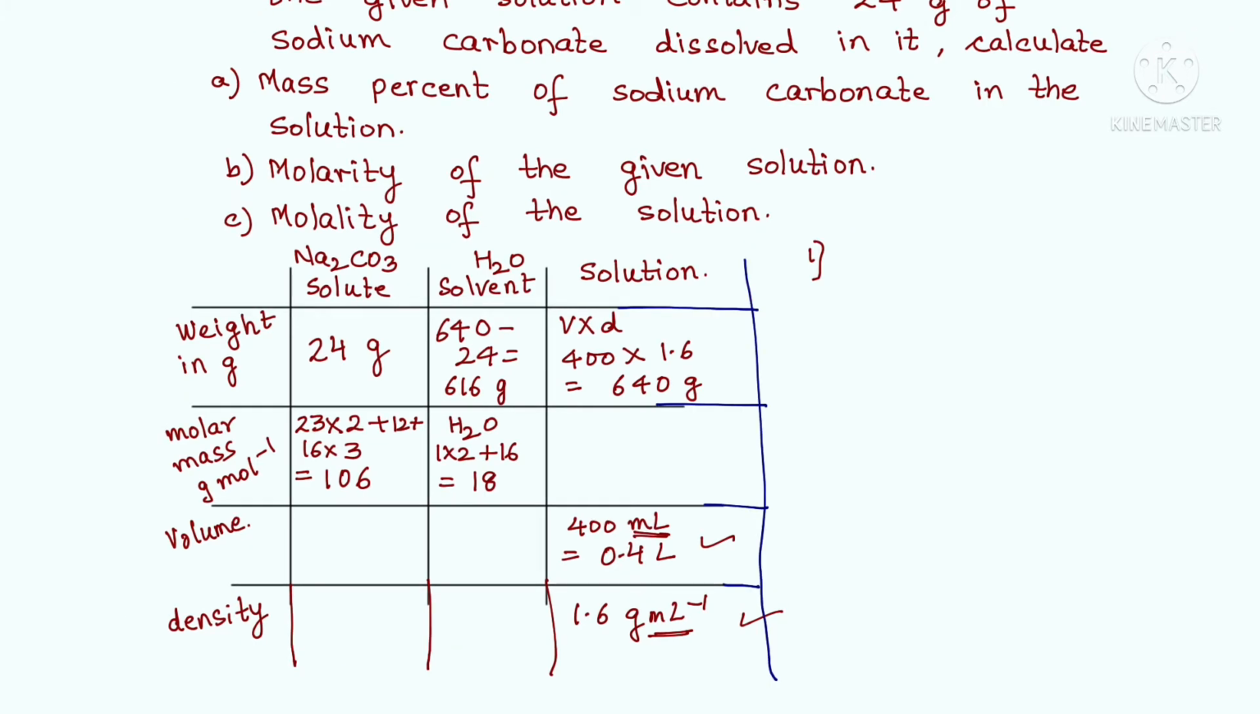Okay, so the first thing that you had to do was mass percent, right? That means the weight of the solute divided by the weight of solution, remember, times 100. So from the table, now see how this table is so helpful. 24 divided by 640, both are in grams, times 100.